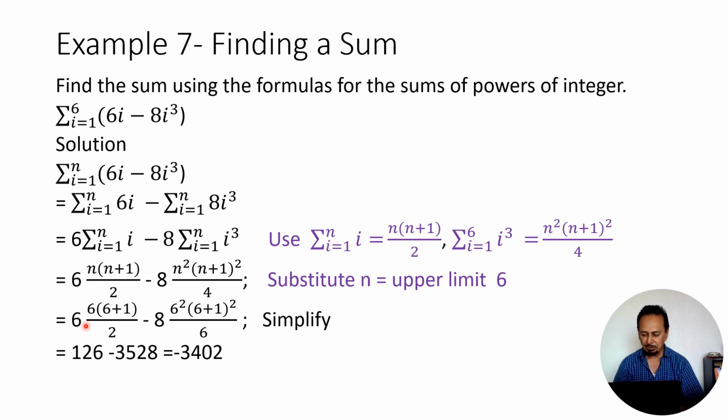So this becomes 6 times (6 plus 1) over 2, minus 8 times 6 squared times (6 plus 1) squared over 4. So we simplify this one. You get 126. If you simplify the other one, it should be 3,528. Subtract, and it gives you 126 minus 3,528, which is negative 3,402.